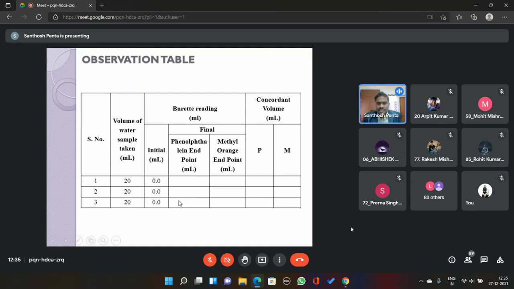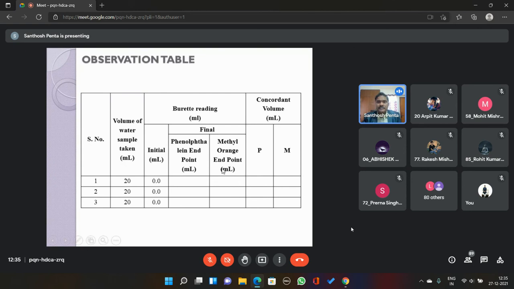Then start the titration. Pink color converts to colorless. Stop the titration. Note down the end point. Then again to the same solution, add methyl orange indicator. That solution turns to yellow color. That yellow color solution is titrated against standard acid.